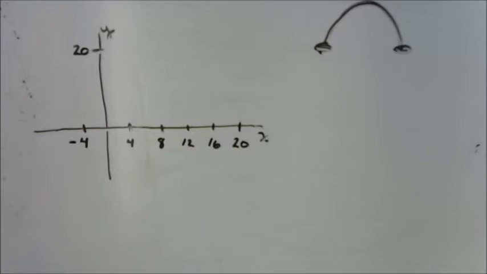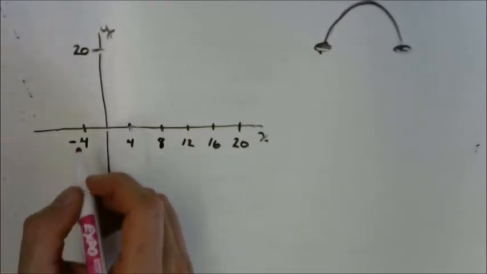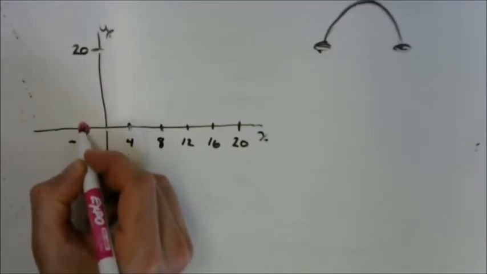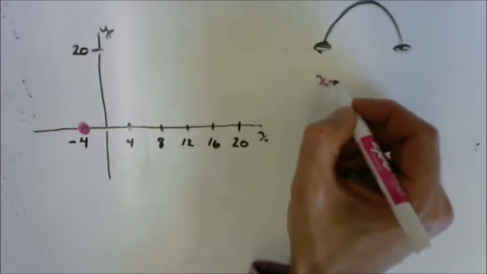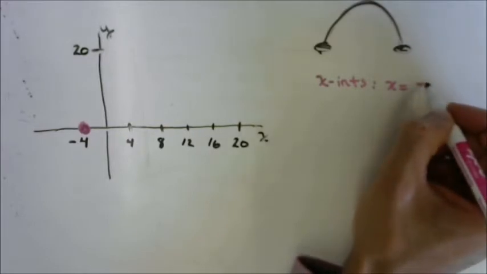I'm kind of given my x-intercepts. Well, I'm at least given one of them, right? We said that the base, the left base, was located right here at negative 4. So one of my x-intercepts is negative 4.